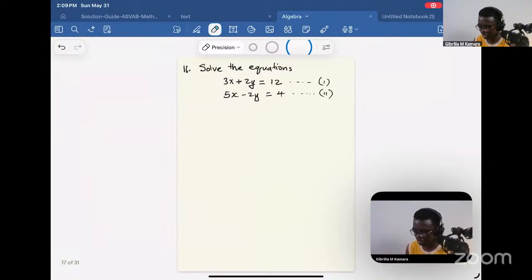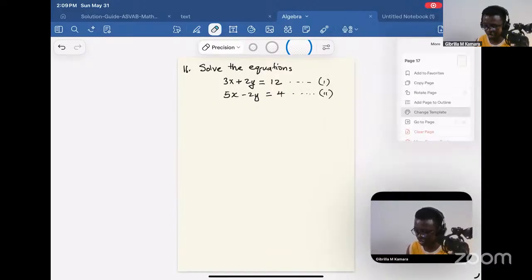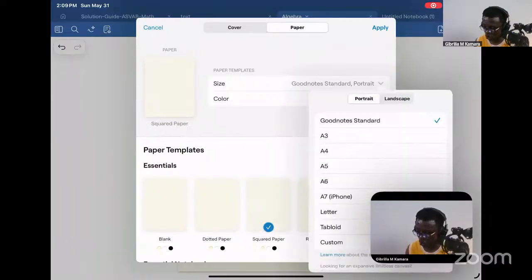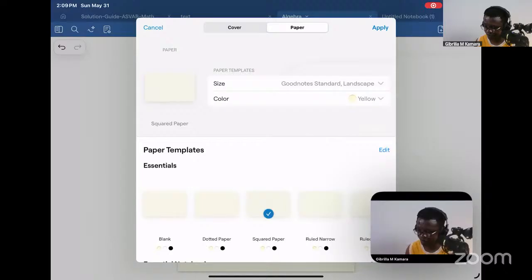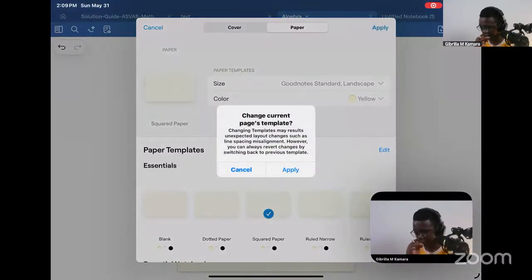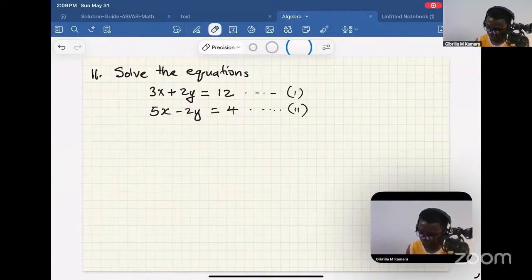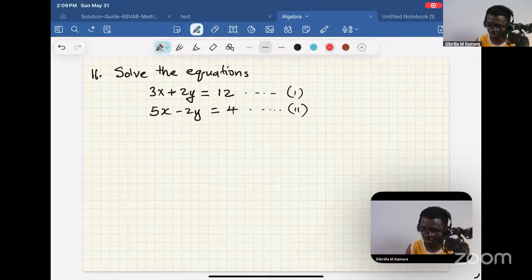So let's look at the next question. This should be very easy to solve. But let's change the layout to landscape. So now, for this, we have to solve the equation. This is a simultaneous equation.